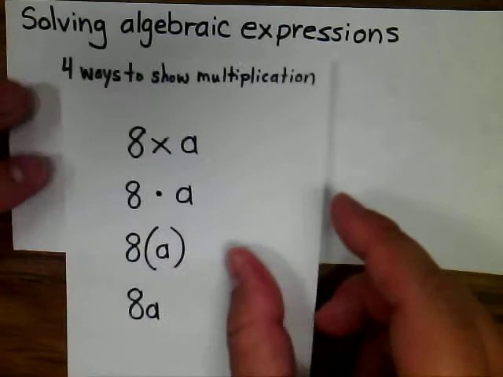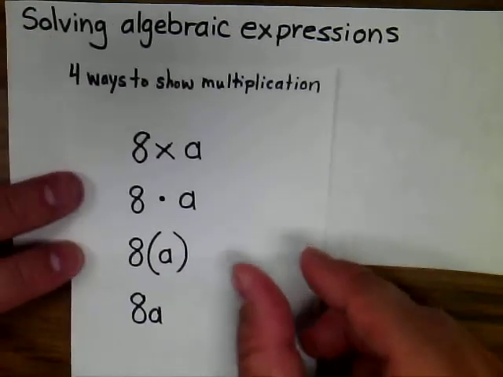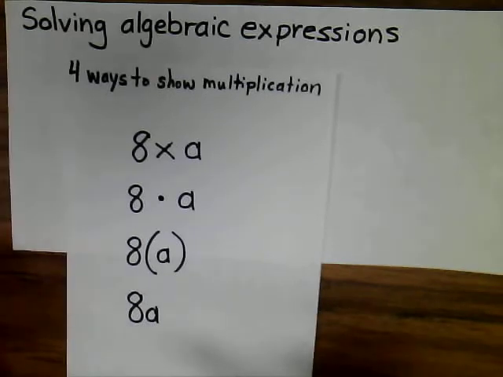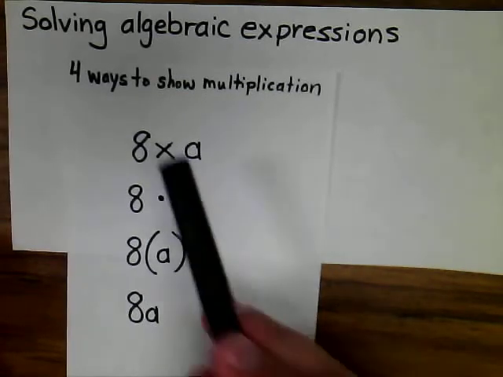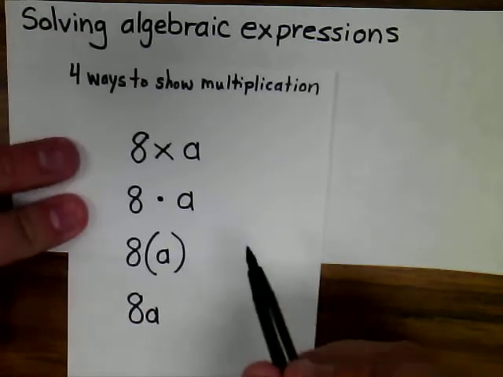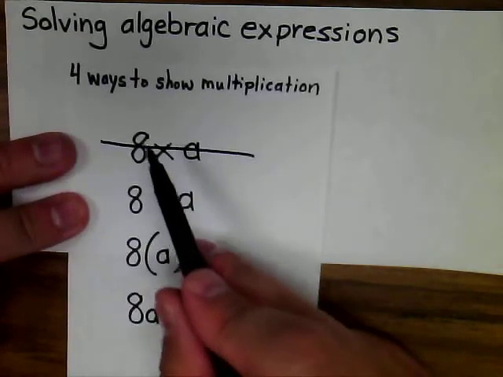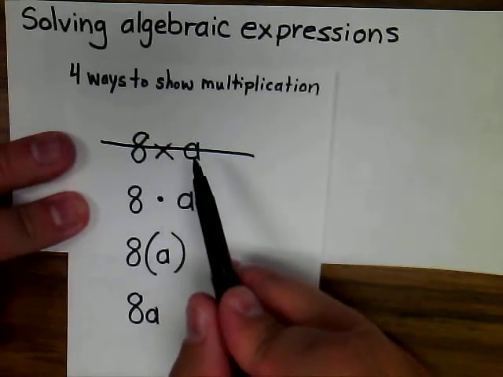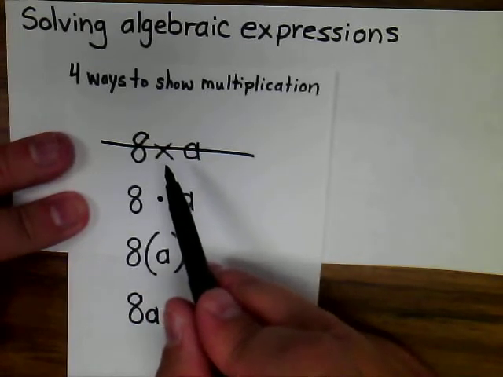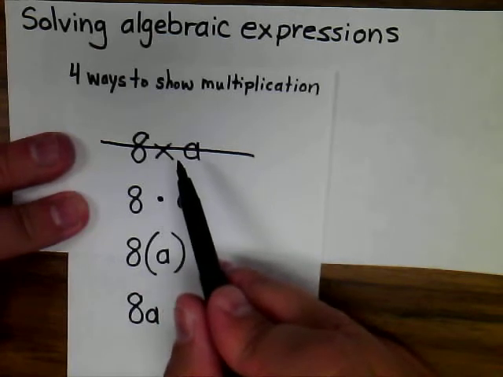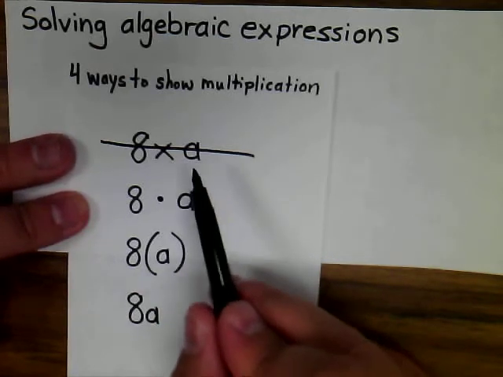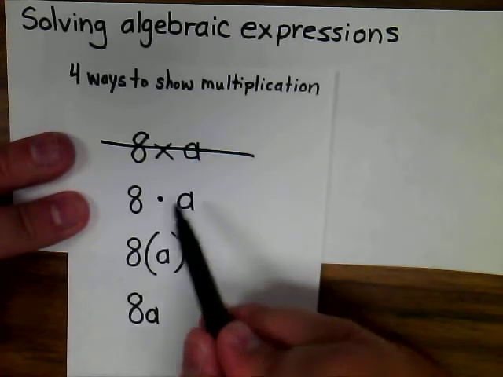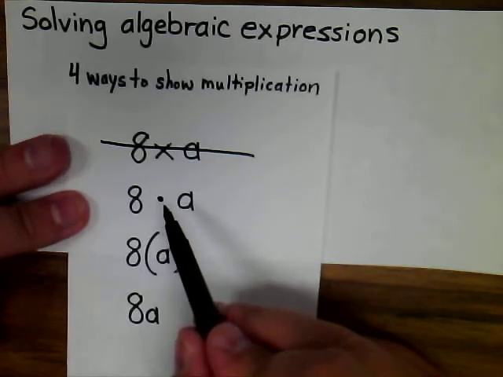Before we start, though, it's important to know that there are 4 ways to show multiplication using variables. One is you could use the traditional x to show multiplication. But as you probably could tell, using an x to show multiplication is not a good idea, because an x and an a right next to each other could be read as 8 times x times a. And so some people would not be sure whether that meant multiplication or if it was another variable. So it's not encouraged, now that we're using variables, to use x to show multiplication. It's much preferred to use the multiplication dot.